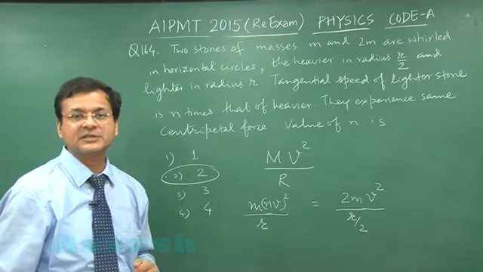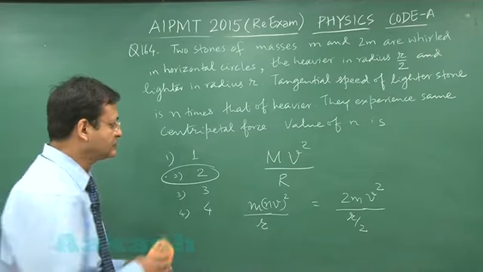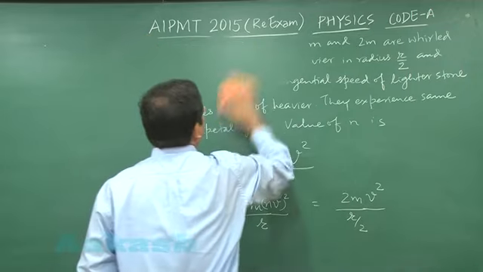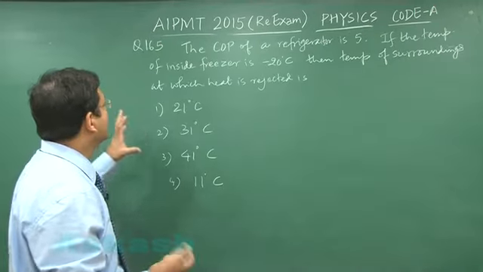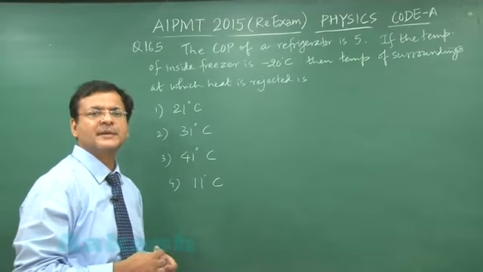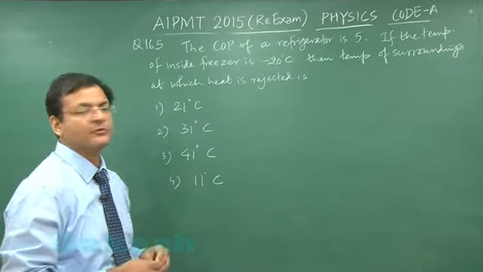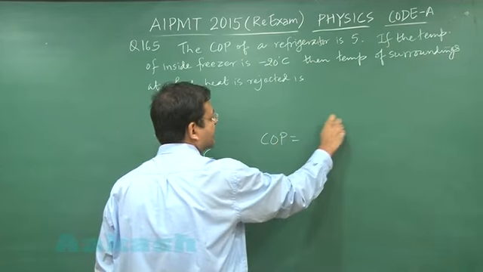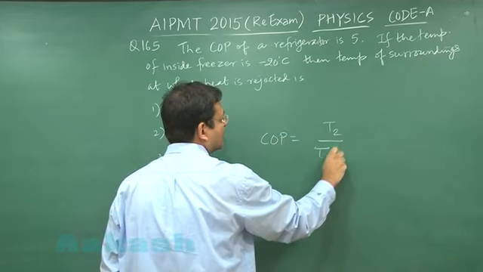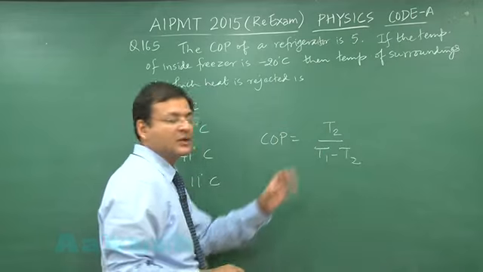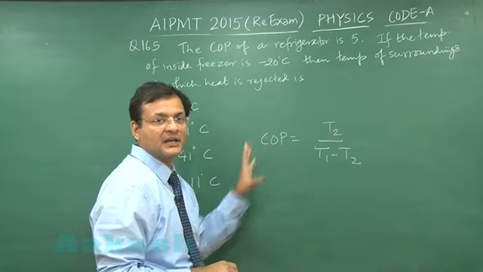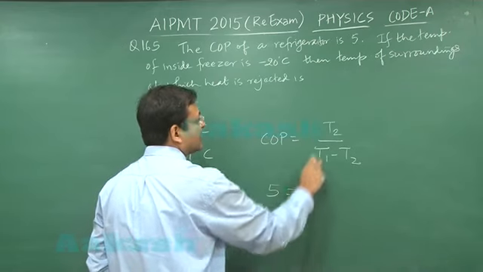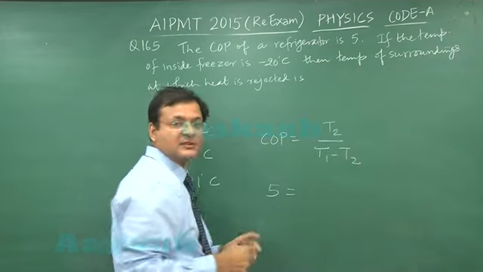Switch over to the next question, 165. In this question 165, it is a direct formula based question, and that too on the coefficient of performance of a refrigerator. The coefficient of performance of a refrigerator has a standard formula, T2 upon T1 minus T2. T2 is the lower temperature, T1 is the higher temperature. They have given you the coefficient of performance as 5. Understand? This T2 value should be taken in Kelvin.